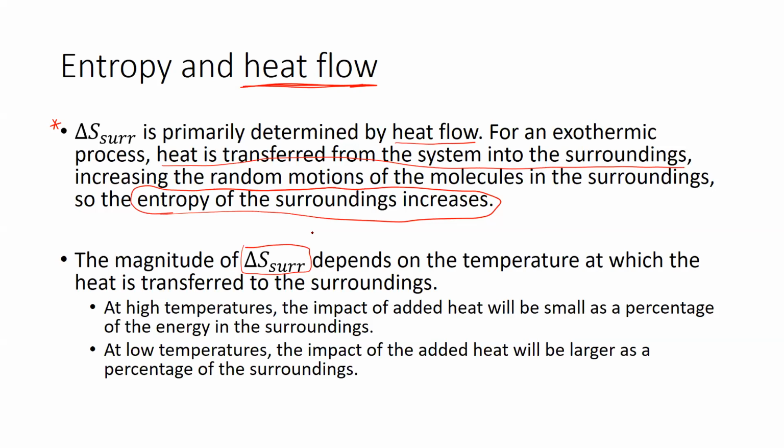And so when we think about the magnitude of the entropy change in the surroundings, it's going to depend on the temperature at which that heat is transferred to the surroundings, right? If the heat is transferred at a high temperature, it's going to be a small impact on the entropy of the surroundings. A lot more energy already in the surroundings to deal with. But if it's transferred at a low temperature, the impact will be much larger on those surroundings. So that's something to think about also. The entropy change of the surroundings, and how much it absorbs the energy, that entropy change is going to be temperature dependent.